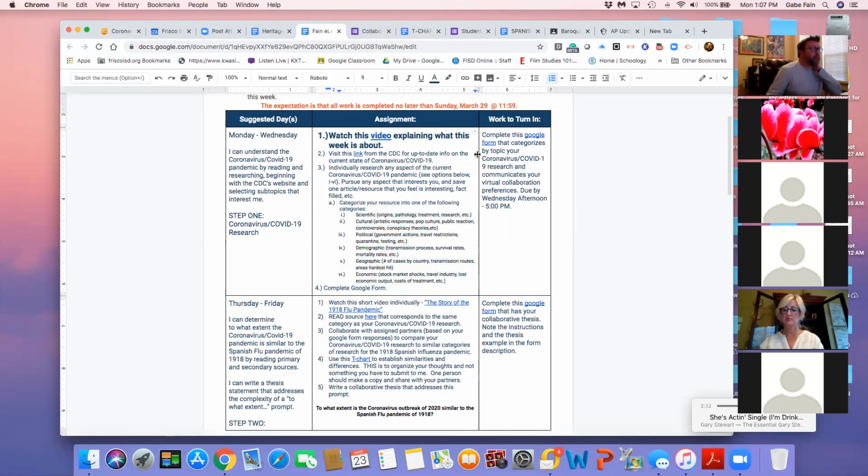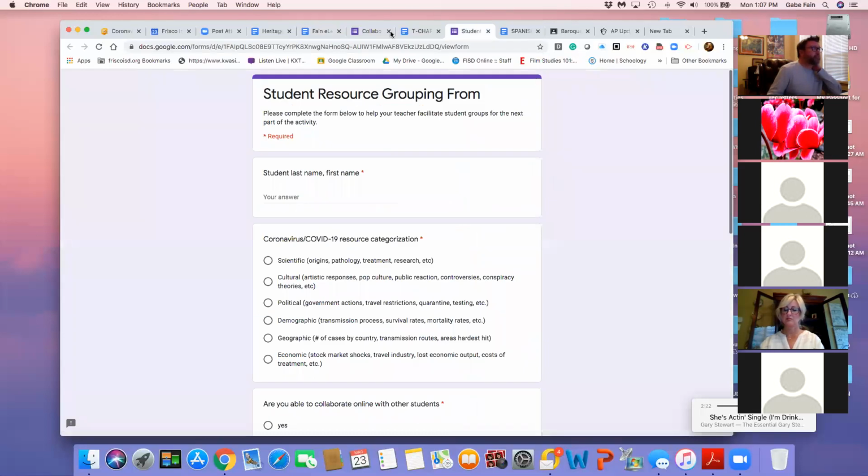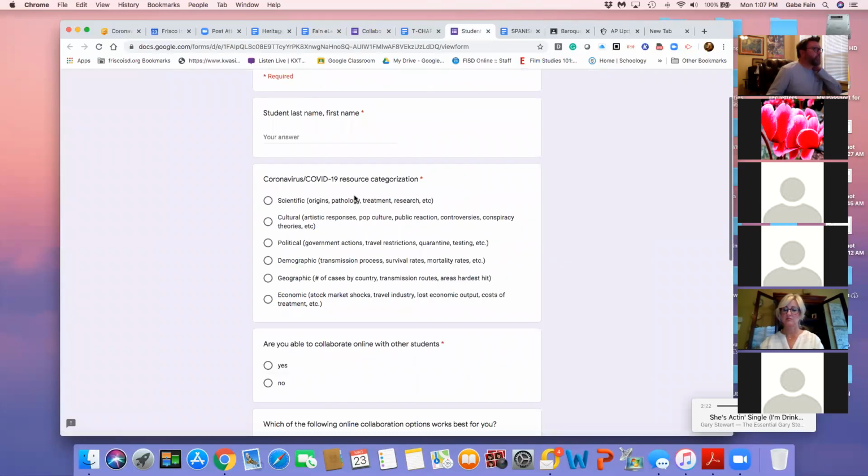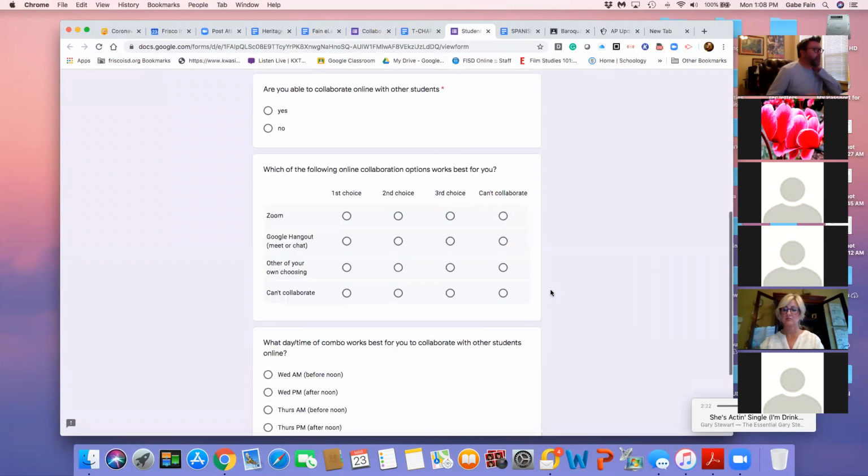And then the assignment is simple. Put it in this Google form where all you're turning in is your name, what category your research was in, and then are you able to collaborate with other people? And by collaborate, we don't mean together physically, because that would be bad social distancing, virtually. Okay? So what we're doing now is called a Zoom. So if this is easy for you to do, you could Zoom.